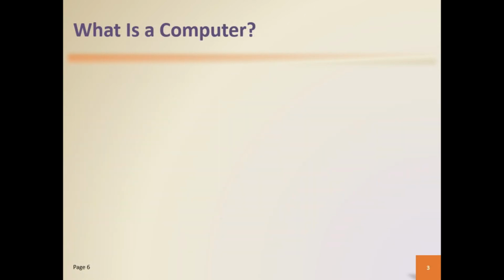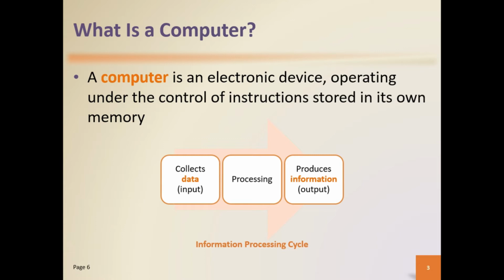Now, before that, pag sinabi natin computer, it is an electronic device. Hindi siya nagmamatter sa size. Basta it is an electronic device operating under the control of instructions stored in its own memory. So these are the devices that have instructions, and it follows a concept called the information processing cycle. First it collects data, it processes data, and it outputs data. First of all, it collects data or input. So actually, yung information processing cycle, it's input, process, and output.